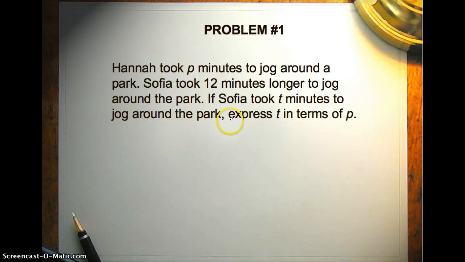What this means is basically we're writing a linear equation. If Hannah took p minutes to jog around a park, and Sophia took 12 minutes longer, well, Sophia took longer. If Sophia took t minutes, we're going to write this as t equals 12 plus p. Because Sophia took t minutes to jog around the park, and she also took 12 minutes longer than Hannah, who is p. So here is our linear equation: t equals 12 plus p.